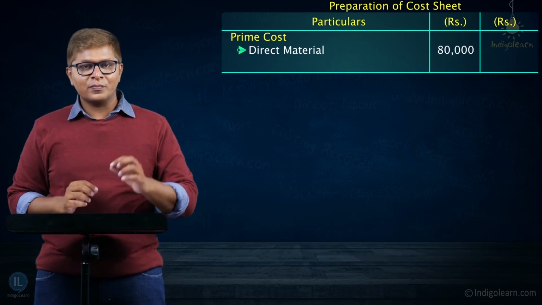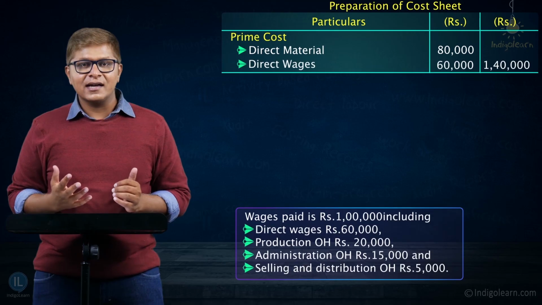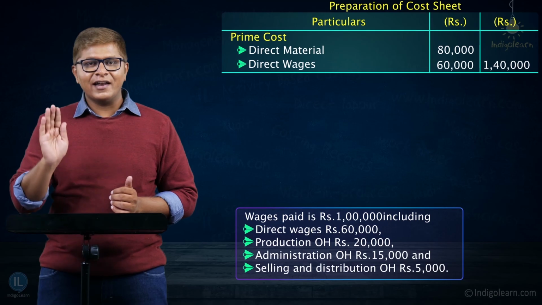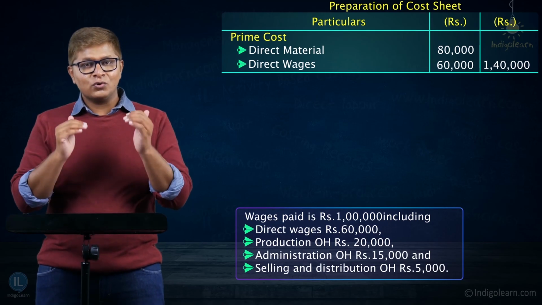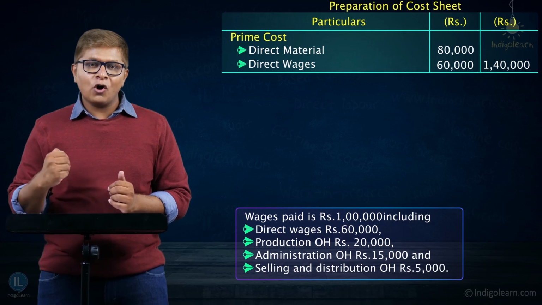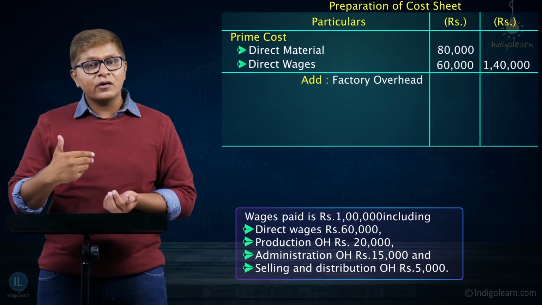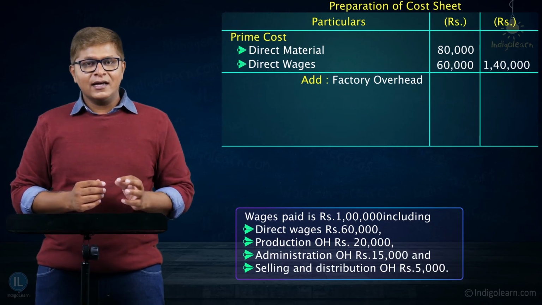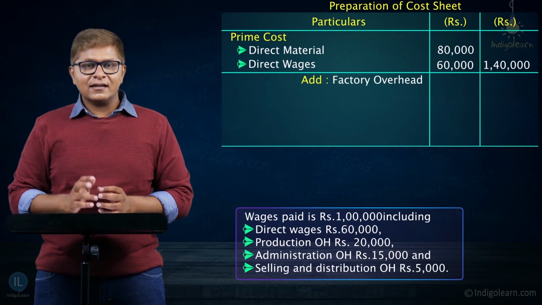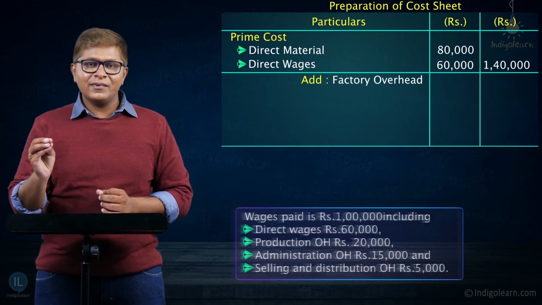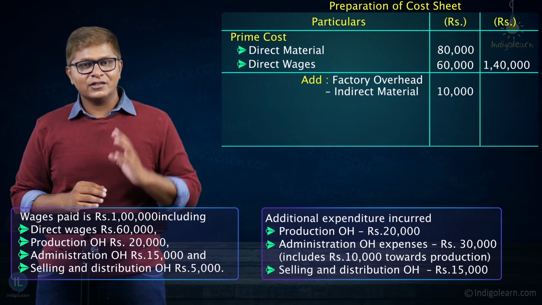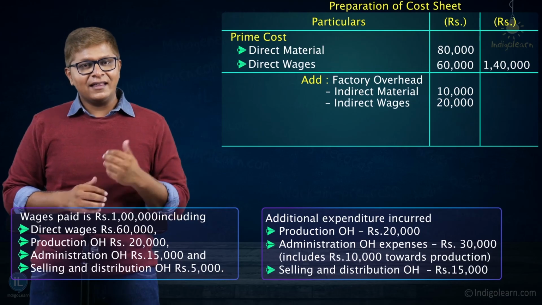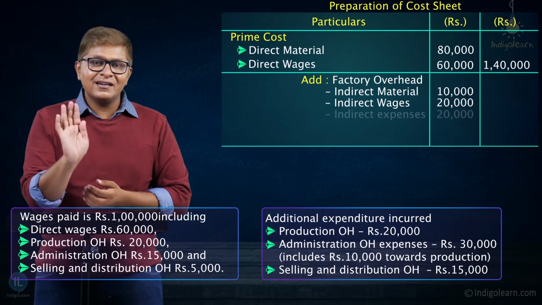So direct material issued to production 80,000, add direct wages. Direct wages is rupees 60,000. So direct material plus direct wages, we have 1,40,000 prime cost. Now to this prime cost, we are going to add all our factory related overheads, all our works related overheads, or as we generally call it, all our production related overheads. Now here, production related overheads are of three types. One, there is some indirect material that we have issued to production. Second, there is some indirect wages that we have used towards the production. And third, there is some production overheads which we have incurred directly.